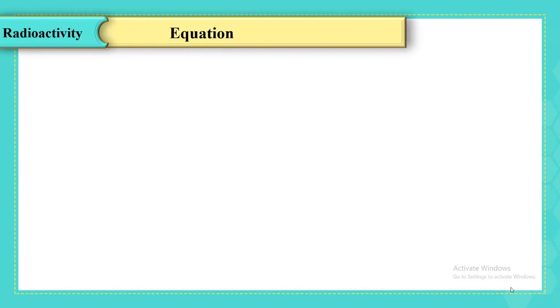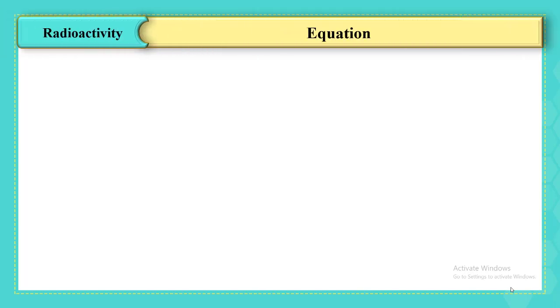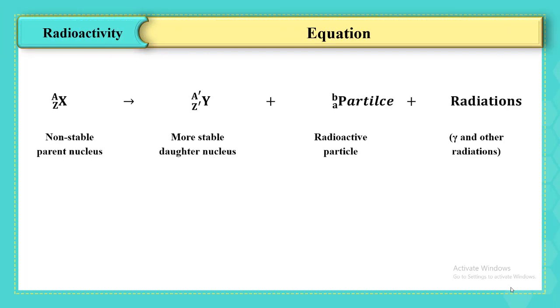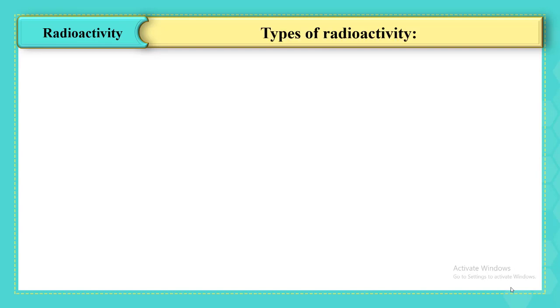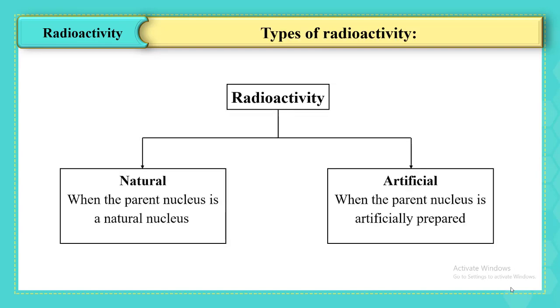So, the general equation of the radioactive nuclear reaction is as follows. We have an atom X that decays without any external intervention into a Y atom accompanied by the emission of a particle and radiation. Example: uranium-238 decays into a thorium nucleus accompanied by a helium particle and gamma as electromagnetic radiation. There are two types of radioactive reaction. It can occur in nature or be artificially prepared in the labs.